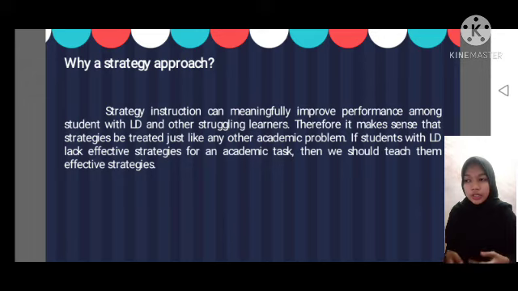Third, it assumes that strategies can be directly taught and effectively learned.